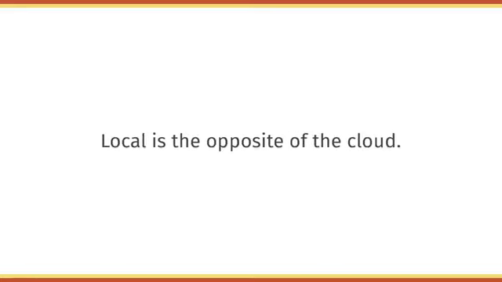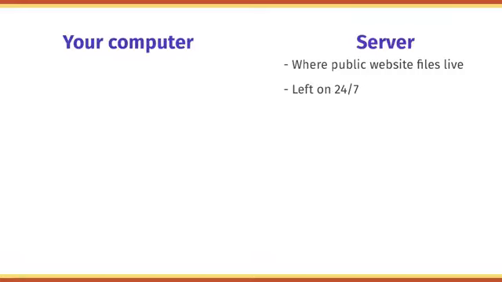So local is the opposite of the cloud. Local refers to your personal physical computer. For example, right now I want you to picture 2 things. Number 1, your personal computer, and number 2, a server that lives 1,000 miles away from you. Now, the files that make up a website usually live on a server that a web host company maintains. The web host company leaves that server computer on 24 hours a day, 7 days a week, so that people can access your website around the clock. And that means that WordPress and our websites usually live on a server, not on our personal computers.